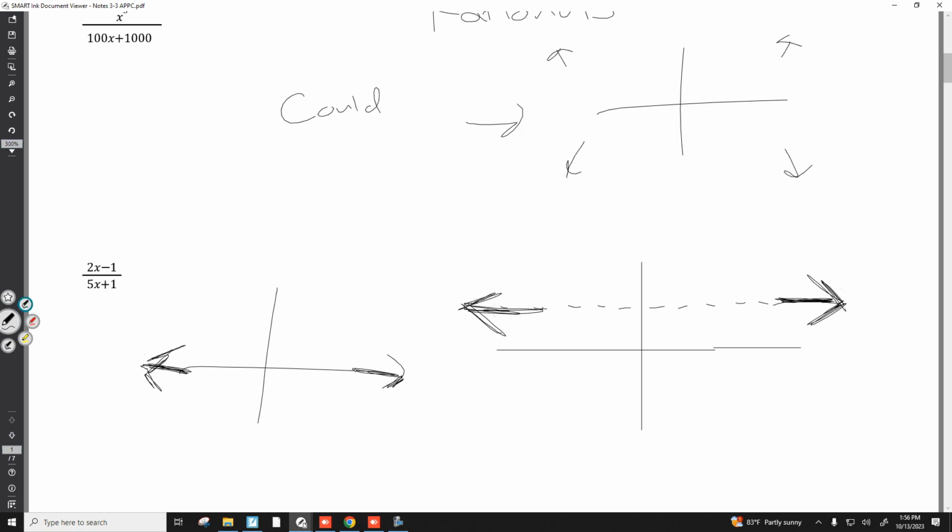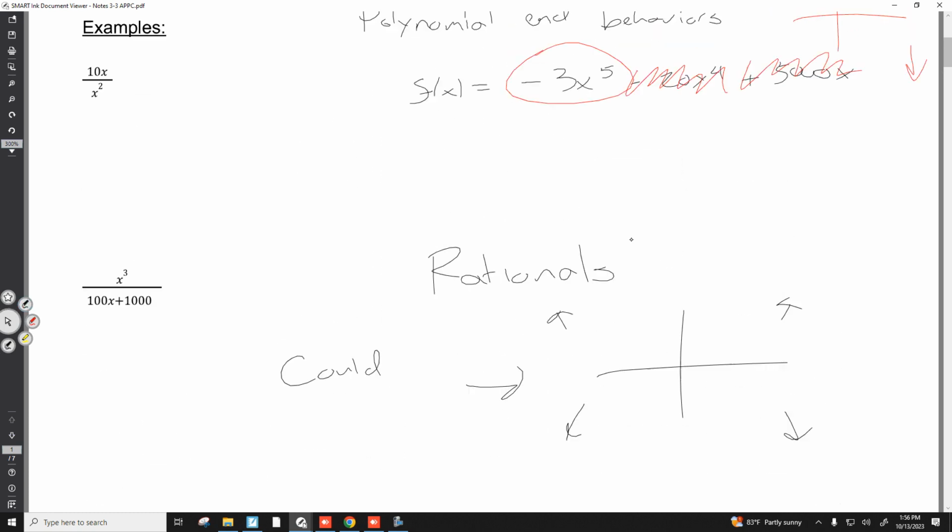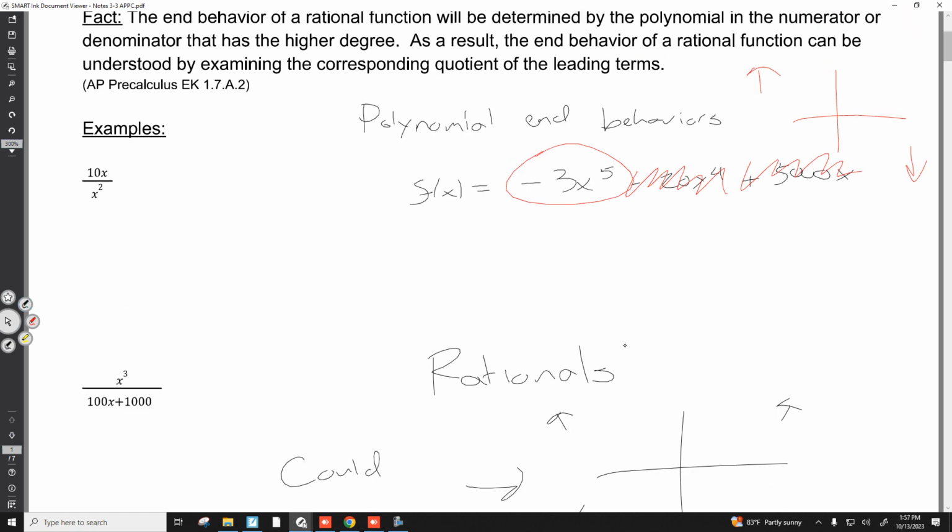And the way we got to figure this out is actually use our knowledge of polynomial end behavior. Because let's say I gave you a different polynomial. I said, well, this polynomial is positive 7x to the fifth minus 20x squared. What's the end behavior of that? Okay, cool. So you know it's like, oh, I just care about the 7x to the fifth.